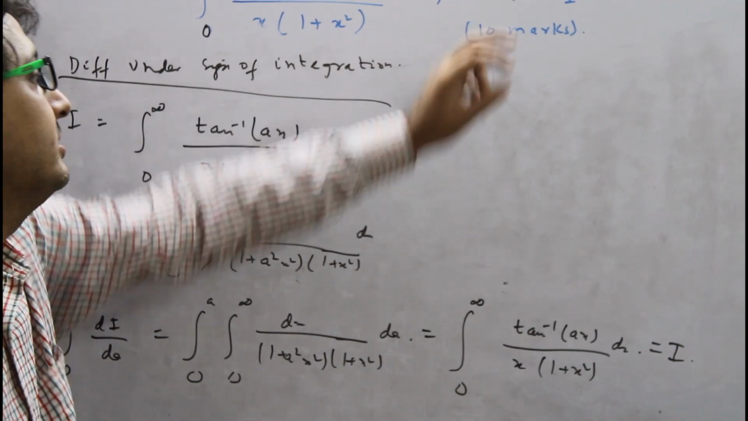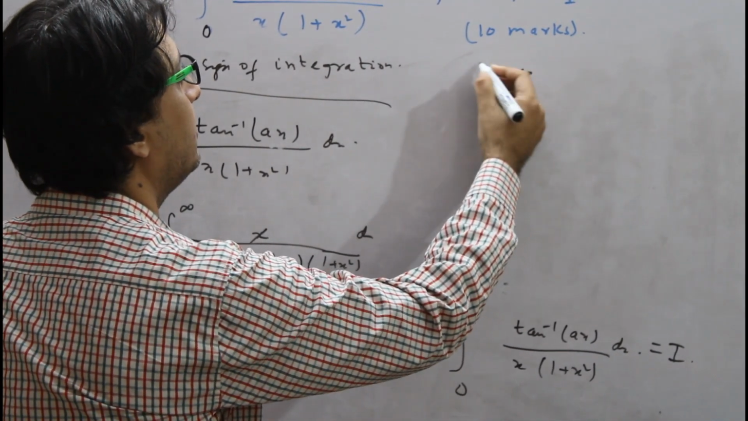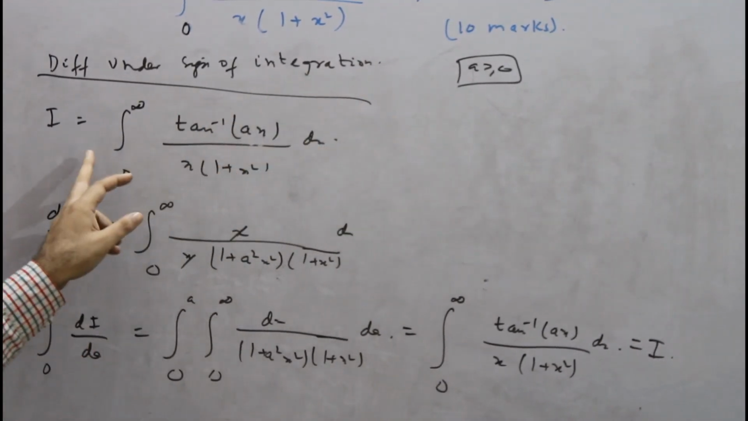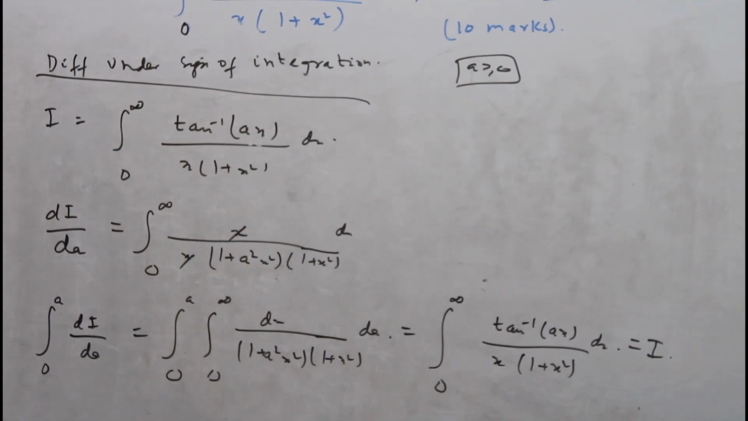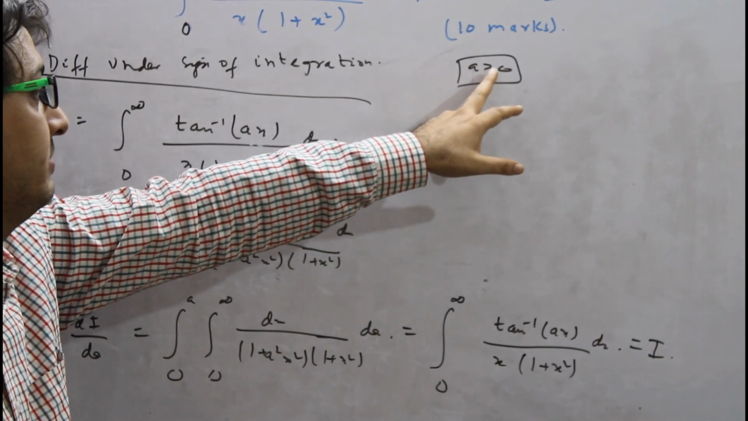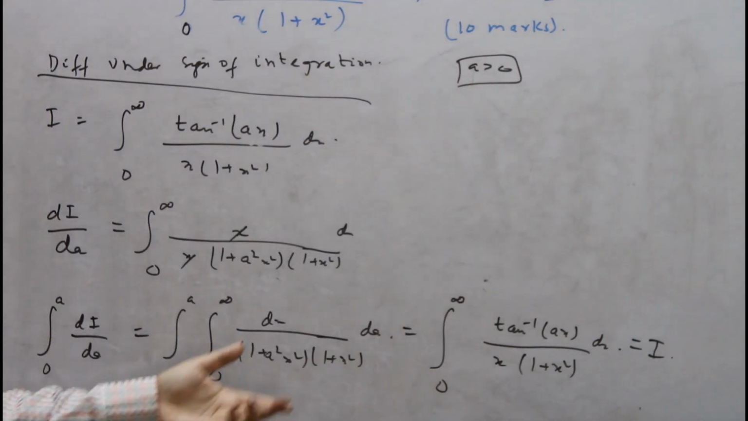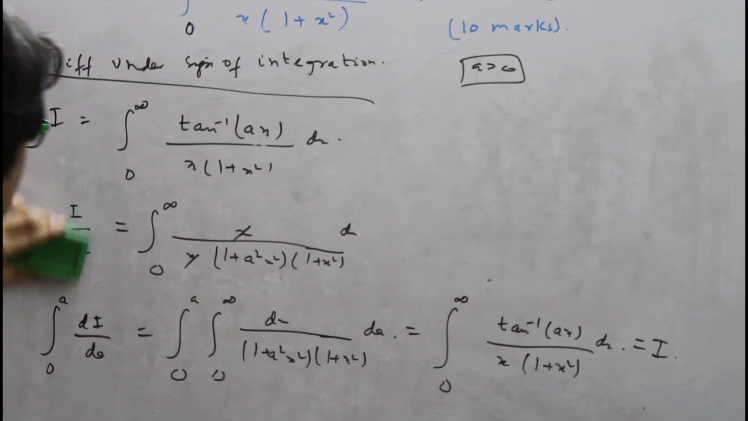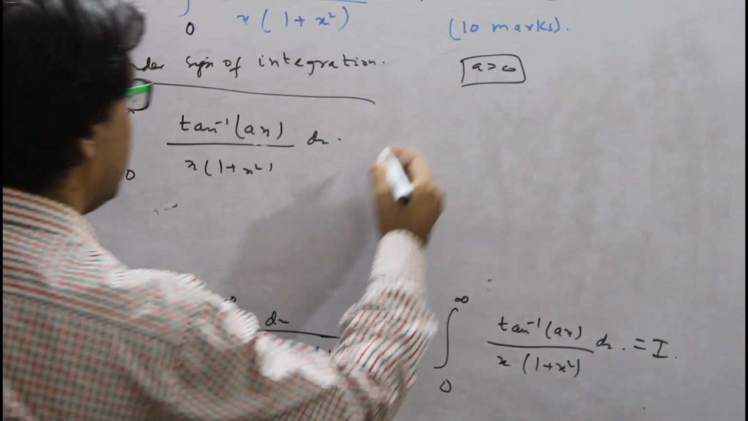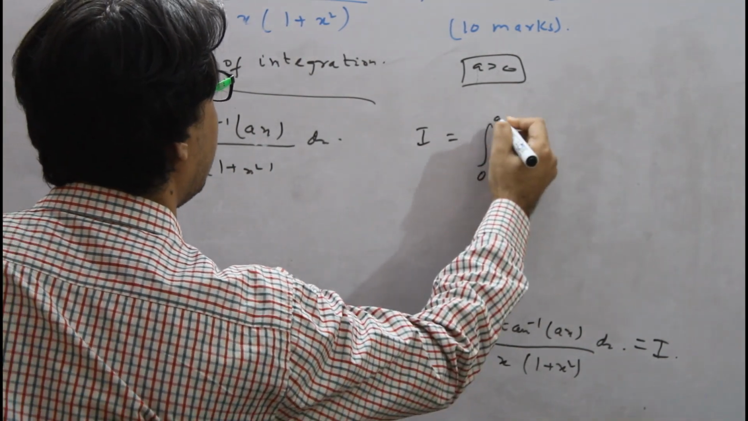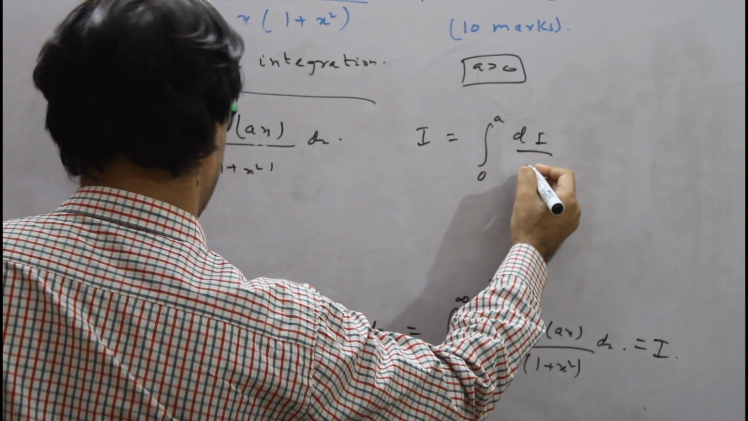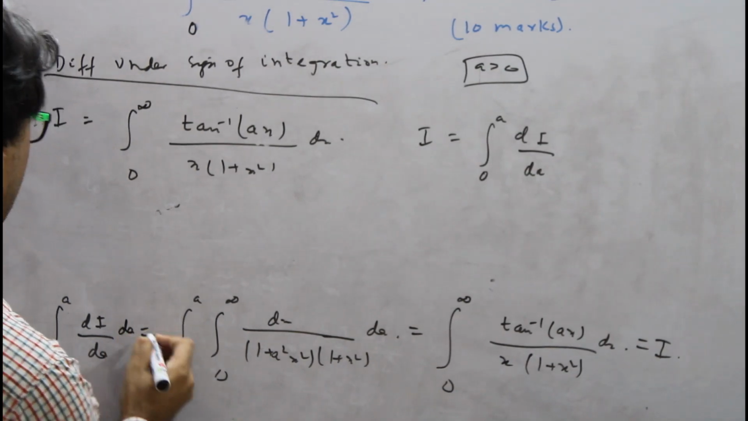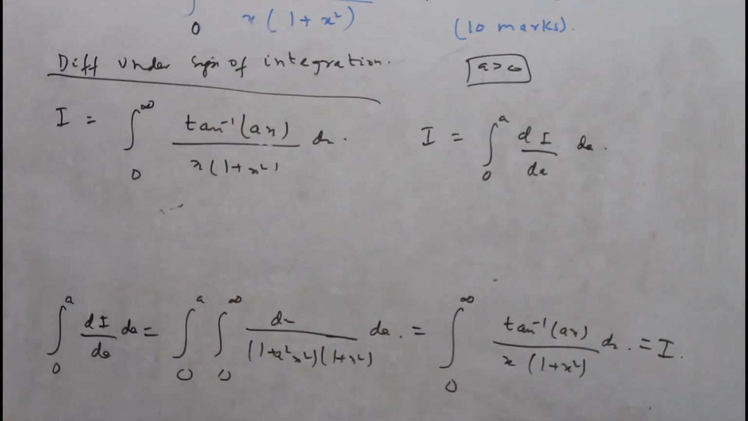Here you can see a is greater than 0. If it was greater than or equal to 0, we could have found the arbitrary constant by just putting a equal to 0, and this becomes 0. So that could also be done. But here we have to be very vigilant because they have not given equal to 0. So we have to do a simple manipulation and we will get the answer. So what I am getting is one important result, that is I is equal to integral 0 to a dI by dA, and I have to integrate this with respect to a.